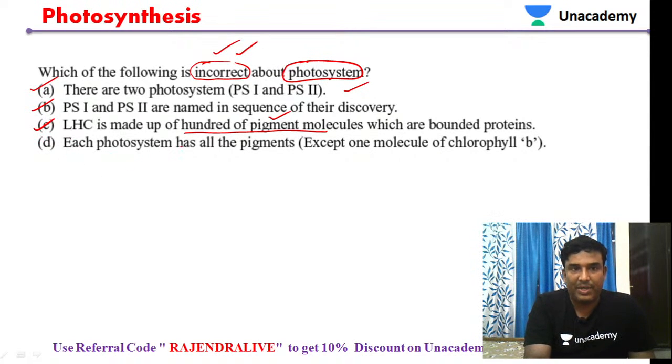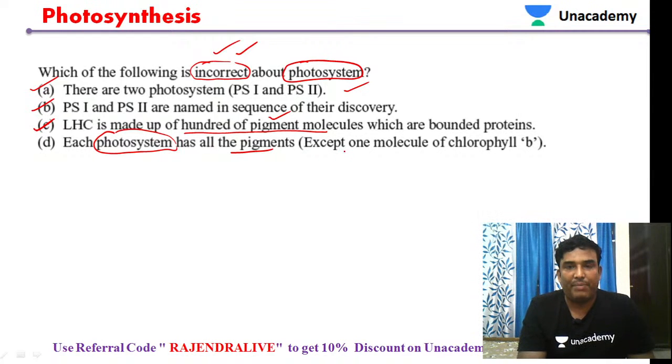Let us see statement D. Each photosystem has all pigments. This is the wrong statement actually. Each photosystem has all pigments except one molecule of chlorophyll B. That is a wrong statement. That is the reason option D is the wrong statement.